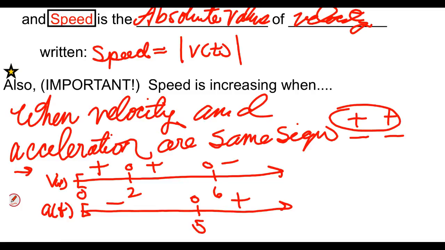But right here, we've got an issue. We're going forward, but our acceleration is negative, which means we have the brakes on. Okay, that's what's happening. Once I get to 5, between 5 and 6, both are positive. So I would say the speed is increasing on the interval 5 to 6. It's decreasing everywhere else. You got it? All right, so that's it for the notes.